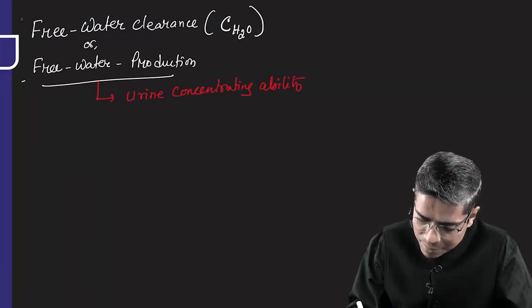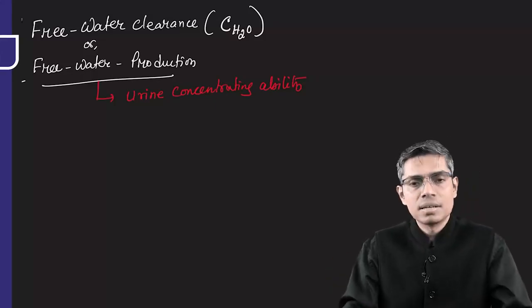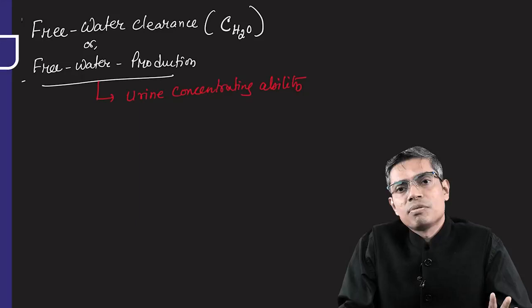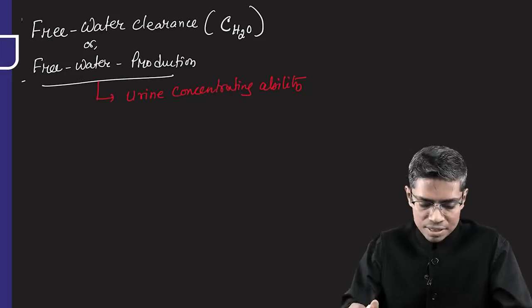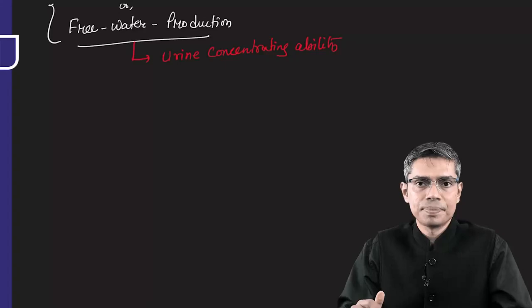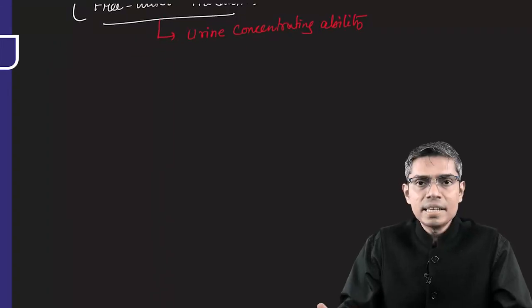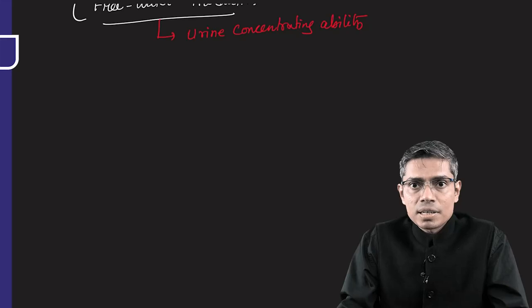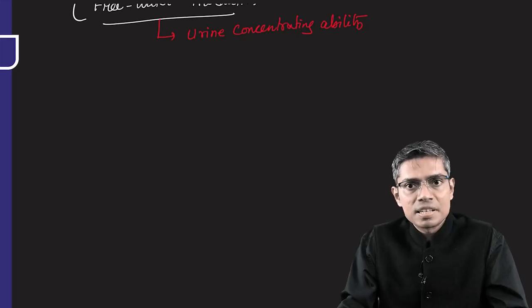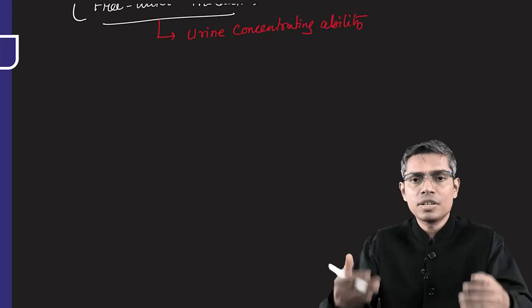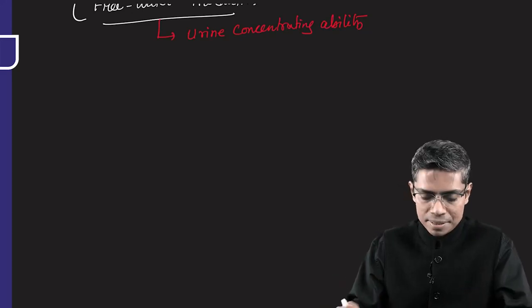Urine concentrating ability of the kidney. This is denoted by CH2O, free water clearance, right? Now to understand this concept, first you take one example. Constantly we are producing various waste products in our body which have to be excreted by the kidney, and the kidney is there to excrete those waste products from our body.